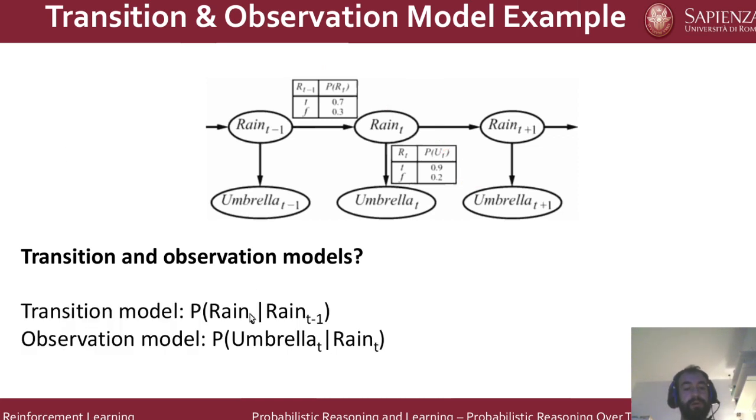So our transition model here is the probability of getting a new state, the next state rain given the previous state rain, and the observation model of seeing an umbrella at a certain time step given whether it's raining or not at the same time step.